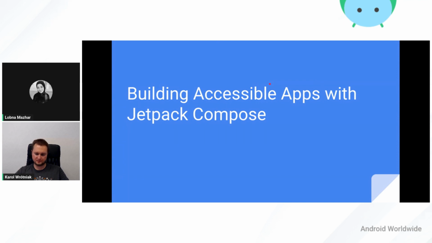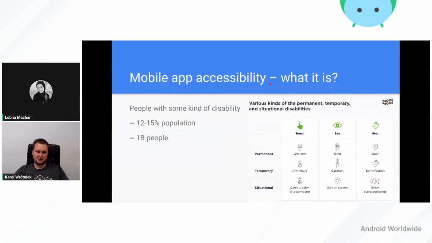Hello everyone. Today I want to talk about building accessible apps with Jetpack Compose. What does it mean that the app is accessible? Well, it has to be just usable by people with various kinds of disabilities.